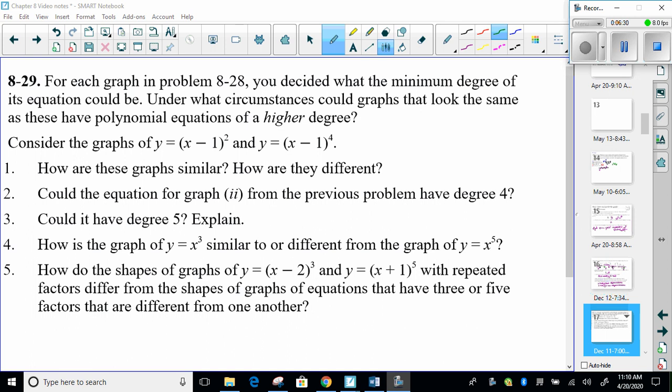So how are they similar? They have the exact same shape. But how are they different? This one flattens out more at x equals 1. And then also what ends up happening is it grows quicker as well, or it rises more quickly.